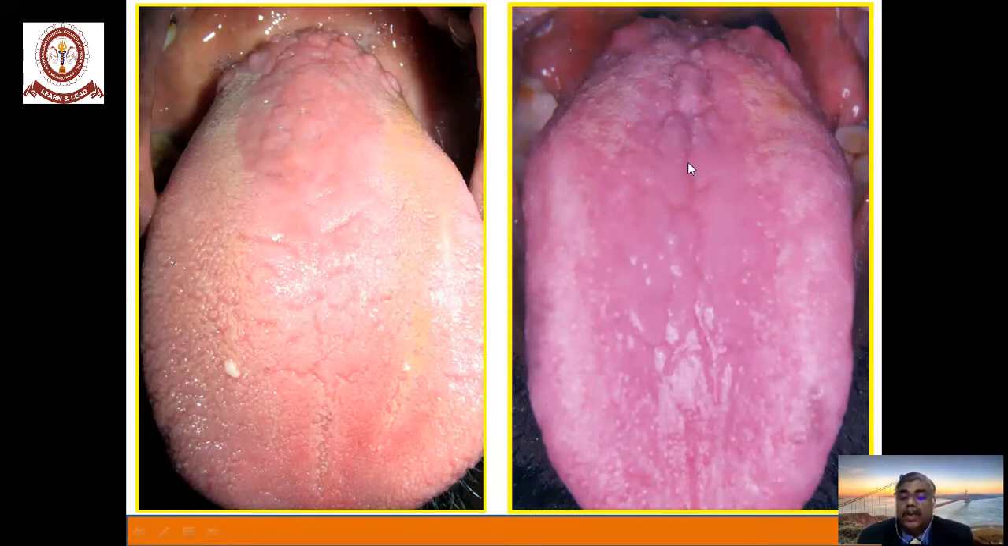So earlier it was thought to be a developmental abnormality because of the failure of tuberculum impar to recede before the closure of the two lateral lingual swellings. But based on Koch's postulates, we are able to regularly isolate the infecting organism, that is the candida, from this lesion. So that is why it is grouped under candida associated lesions.